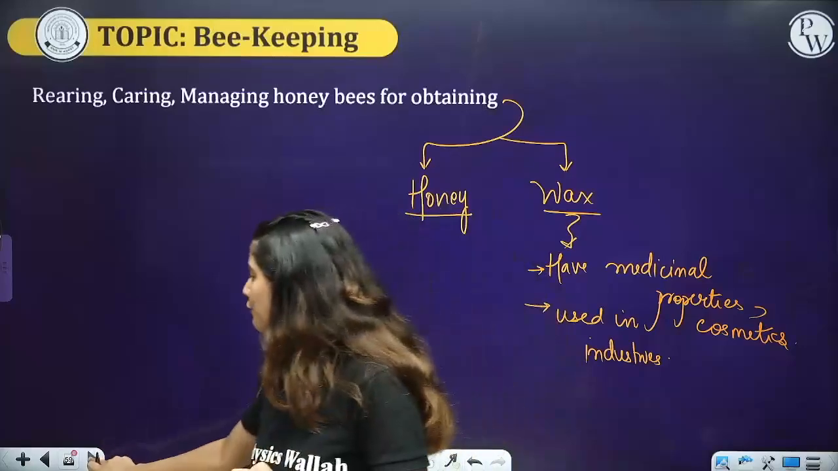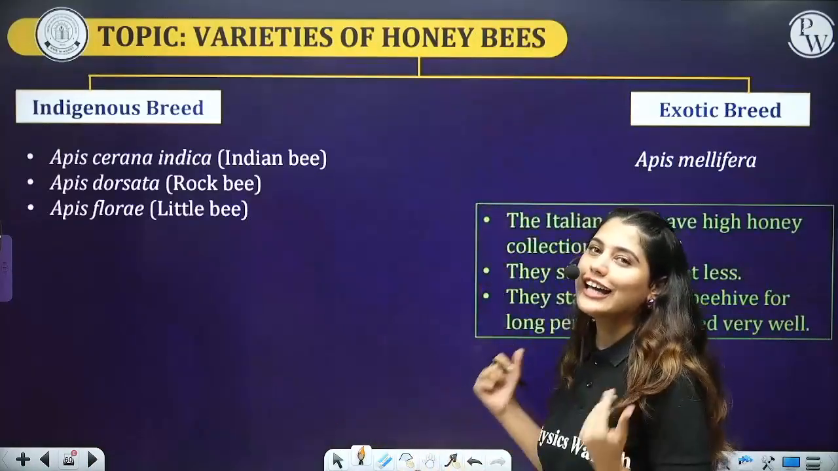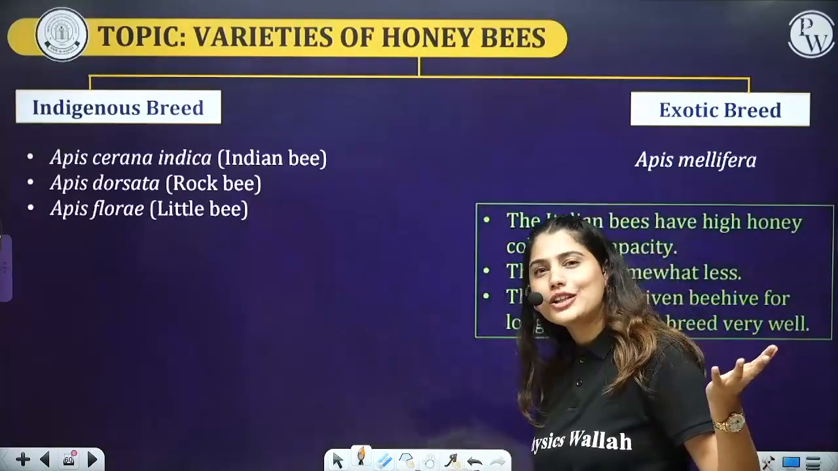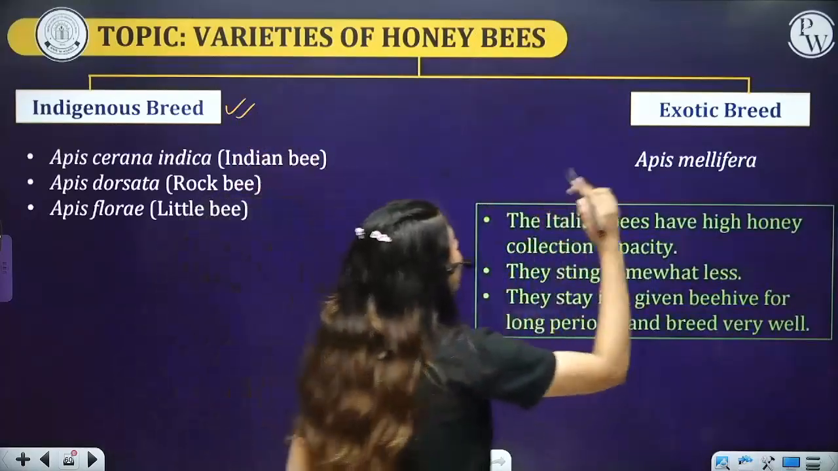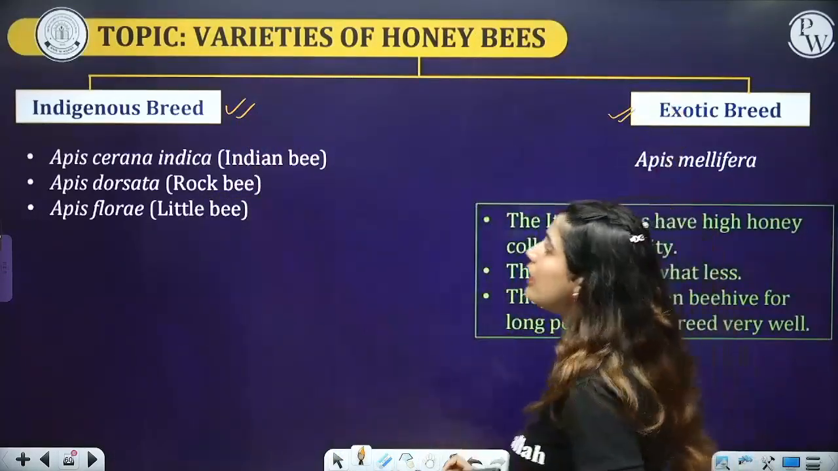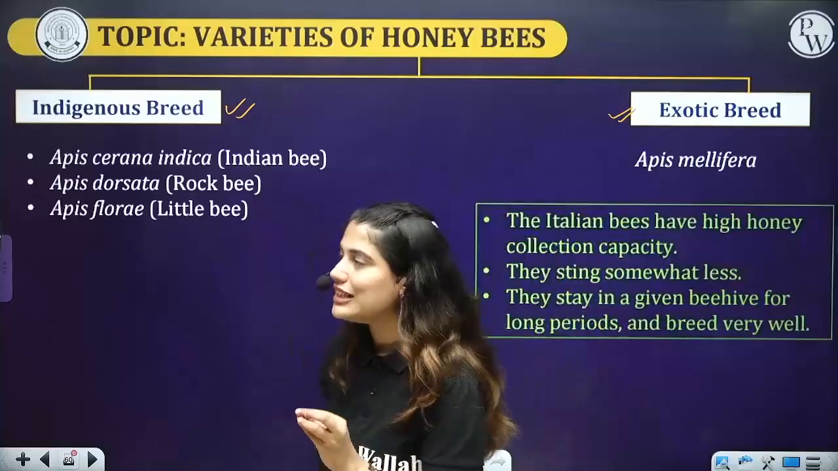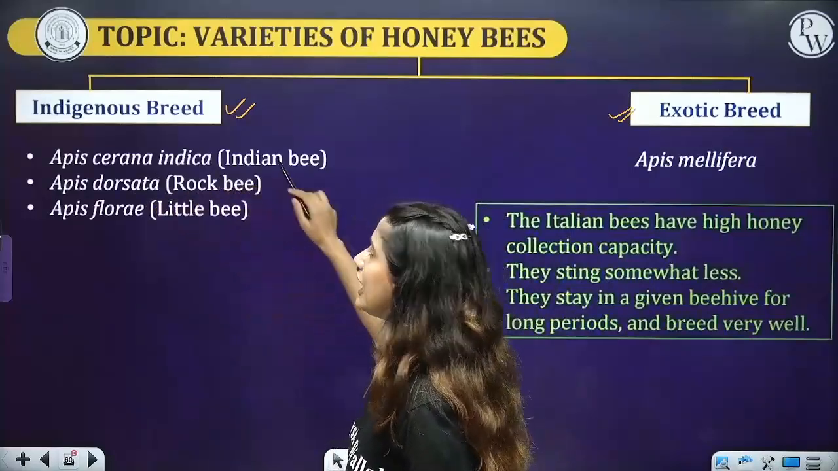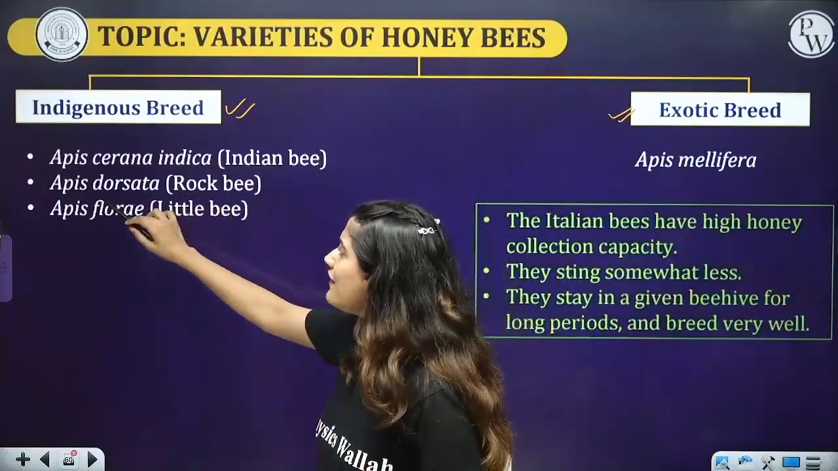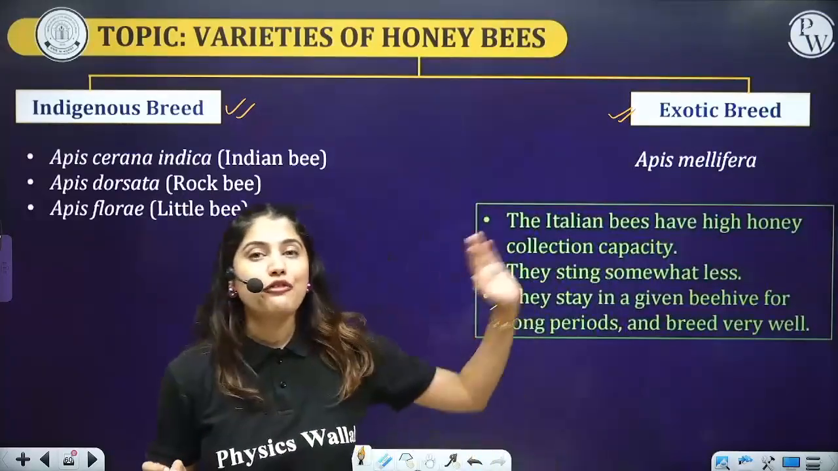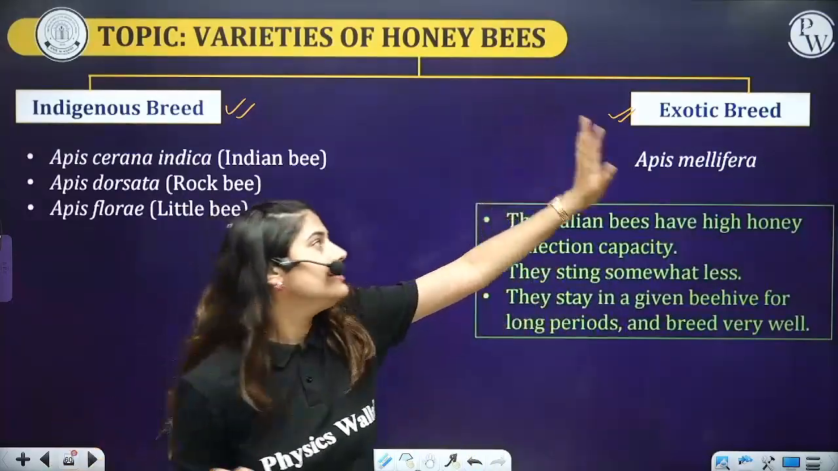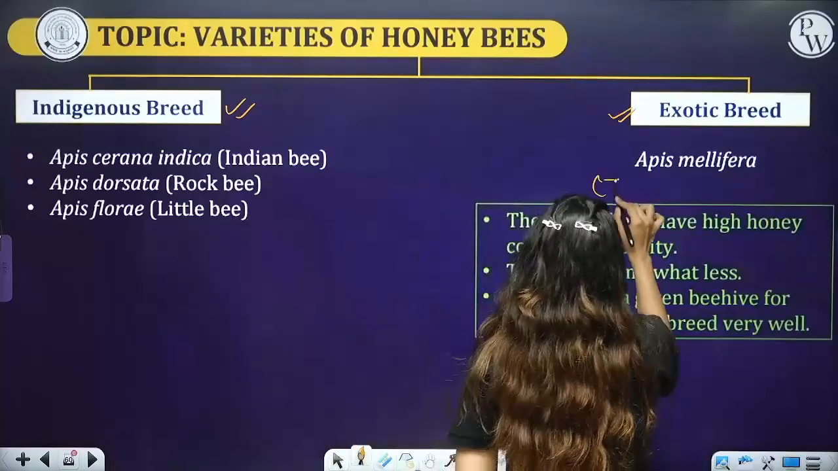Now we are getting produce from our bees. The bees can be of two types, two breeds: the indigenous, the local breed, and the exotic, that is the foreign breed. In case of the indigenous breed, we have Apis cerana indica, which is the Indian bee. Then we have Apis dorsata, the rock bee, and Apis florea, the little bee. Now we have the foreign bee, the Italian bee, that is Apis mellifera.